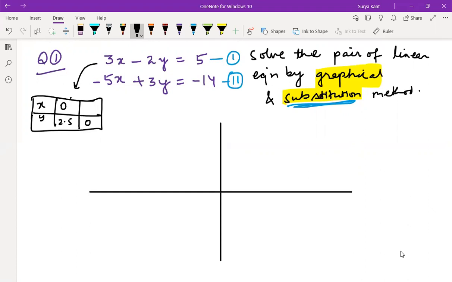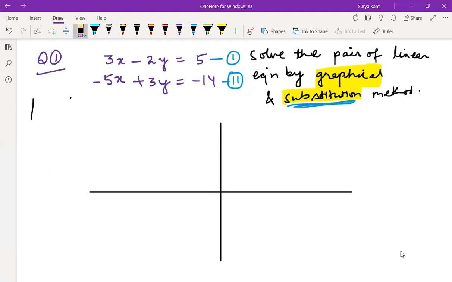Then take some other value, because this is not like that. Sir, it's minus 2.5, I think. Yes, this is minus 2.5. Sir, I didn't understand how we got 2.5. Minus 2.5, not 2.5, we're getting minus 2.5. See, I'm just putting 0 here. If I put x equal to 0, then 3 into 0 minus 2y is equal to 5. So minus 2y is equal to 5. So y is equal to what you get? Minus 2.5 you get or not? Understood now?